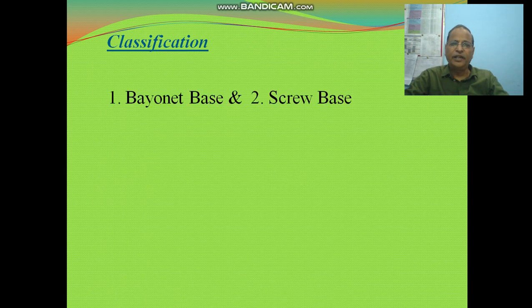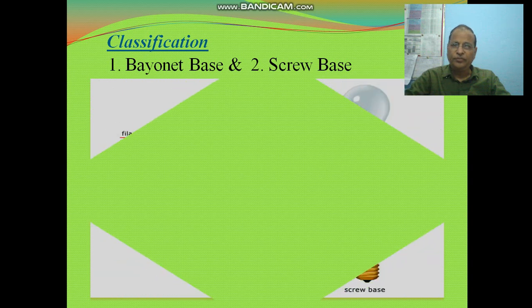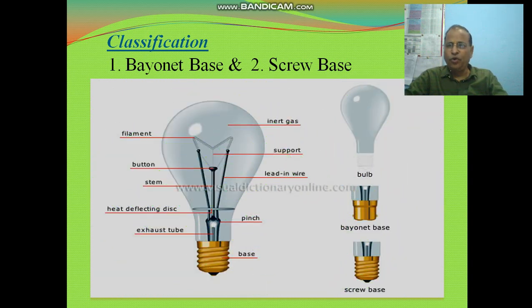The classification of the lamp is bayonet base and screw base. Both are shown here. If you go for the bayonet base, there are two pins at a 180-degree angle, and the screw base is shown here, which is generally used for a screwing system.